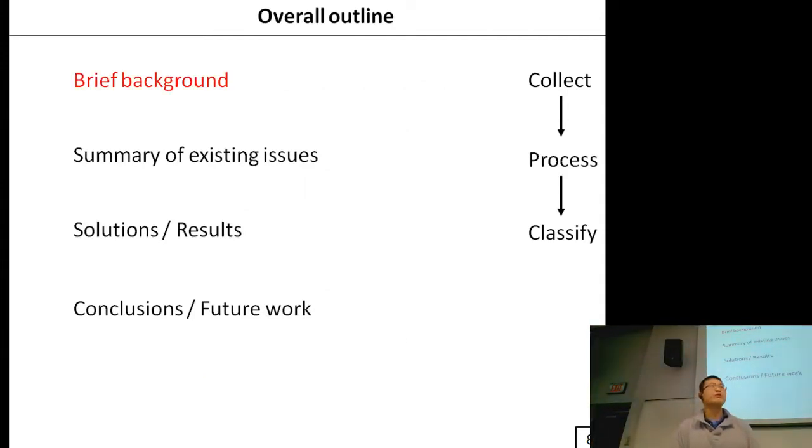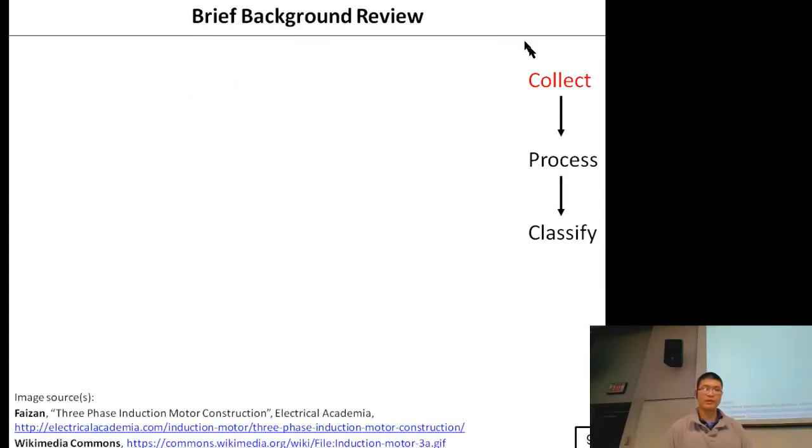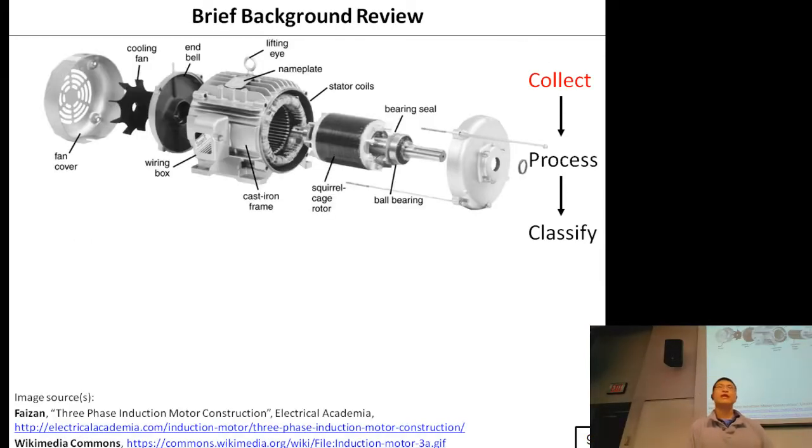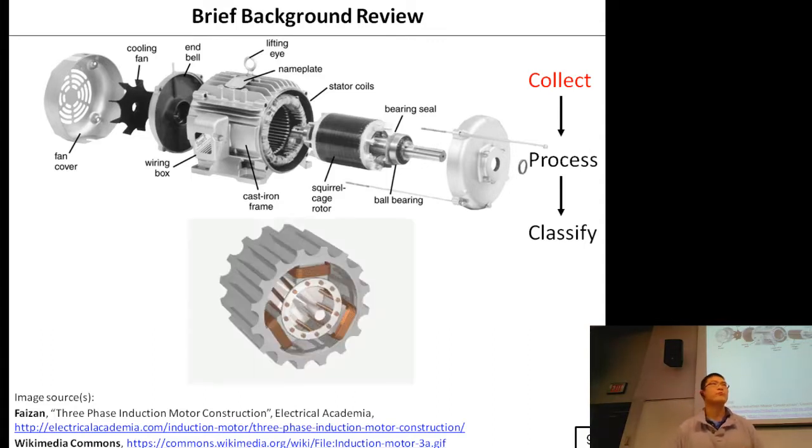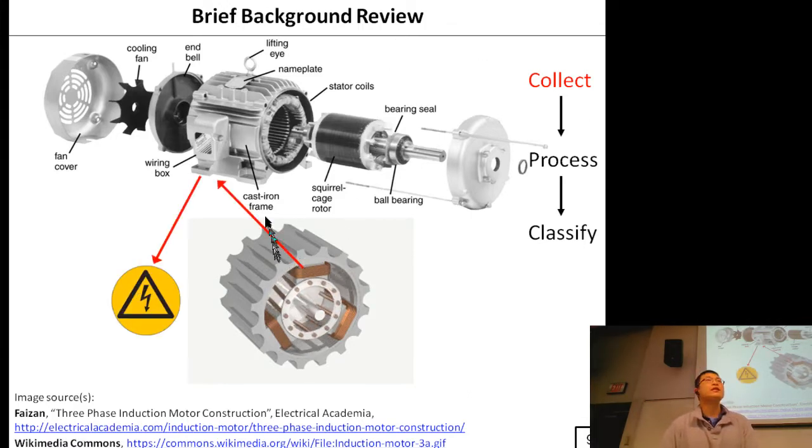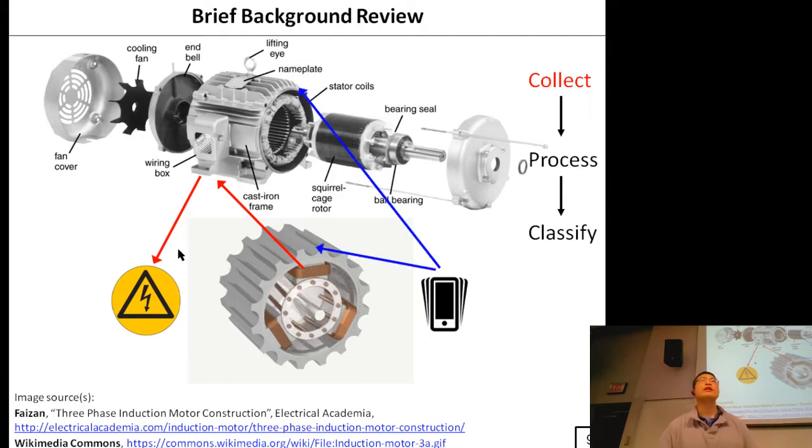And so I start with a brief background regarding these three modular aspects. For data collection, what kind of data collection? We look into the internals of a motor. In a motor, we can collect the current data coming out of the stator windings, as we see here, and we can also collect vibration data.